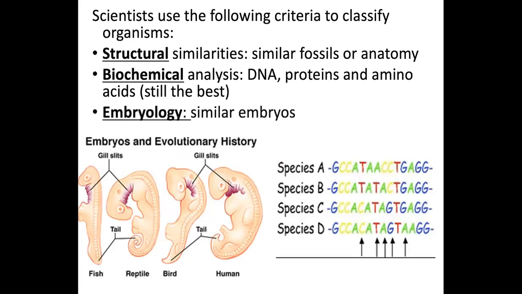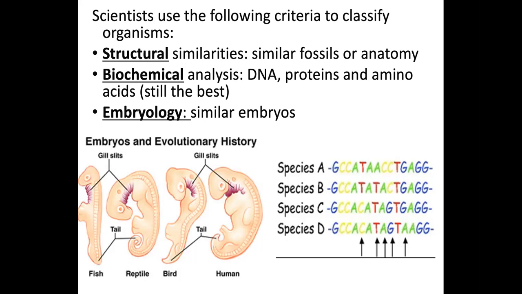So scientists use the following criteria in order to classify organisms. The first is structural, the second is biochemical, and the third is embryology. And we've seen all three of these before. We just reviewed it earlier. Where did we see these? We talked about them when we were talking about how organisms look similar and how they identify evolution and change. Evidence of evolution. Yes. Okay.